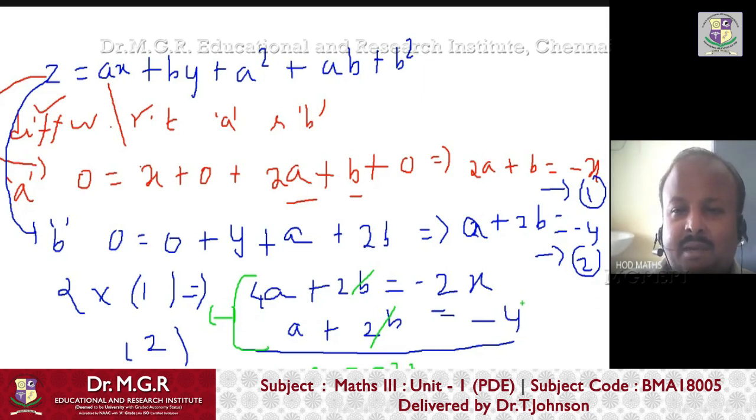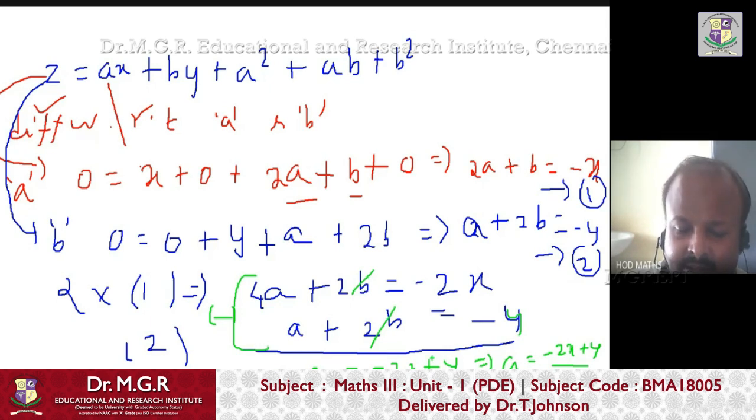Right? So this is minus of minus. So this is 4, sorry. This is minus, this is y. Right? So 3a is equal to minus 2x, minus of minus plus y. In other words, I can write this as a is equal to minus 2x plus y divided by 3. Right? So minus 2x is as it is.